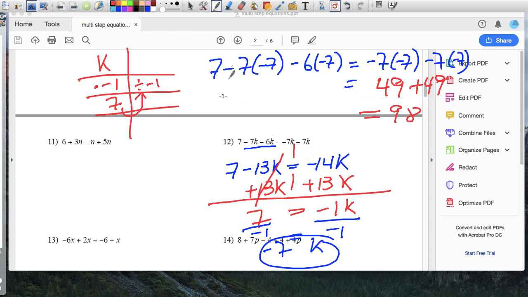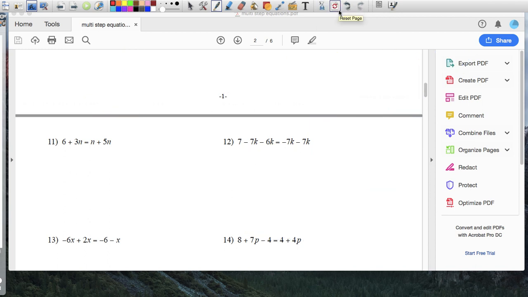On this side, it's 7. A negative times a negative is a positive, so 7 times 7 is plus 49. And this is going to be a negative times a negative, again positive, 6 times 7 is 42. If I add 7 and 42, I get 49. 49 plus 49 is 98. That was 12. 27 is next.